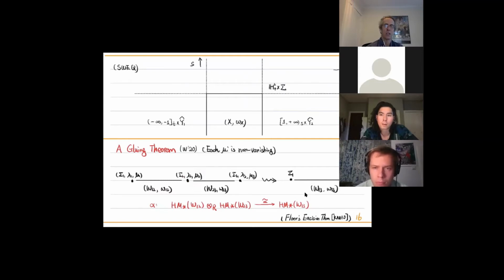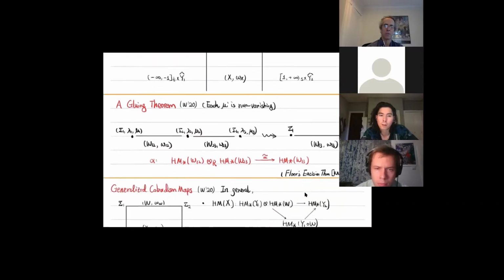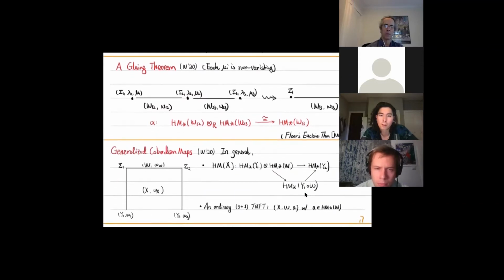I don't really have time to explain the construction of this gluing map alpha, but it's not mysterious. The construction is inspired by Floer's excision theorem, so it turns out to be quite elementary and effortless. But now let us move on and construct the generalized cobordism maps.